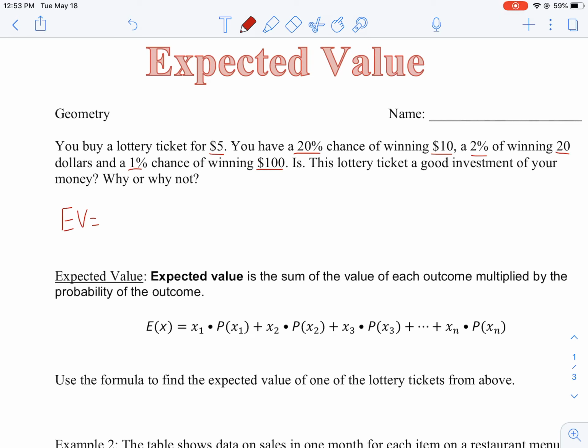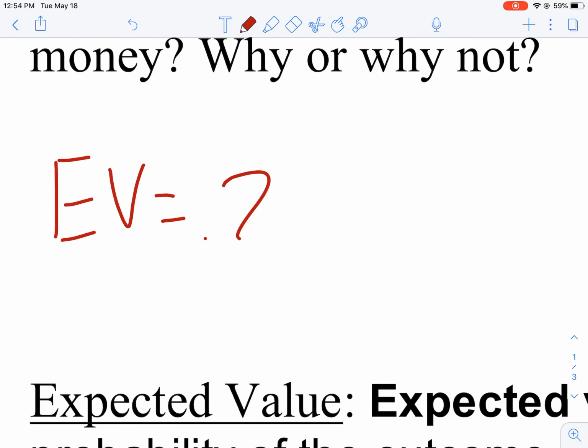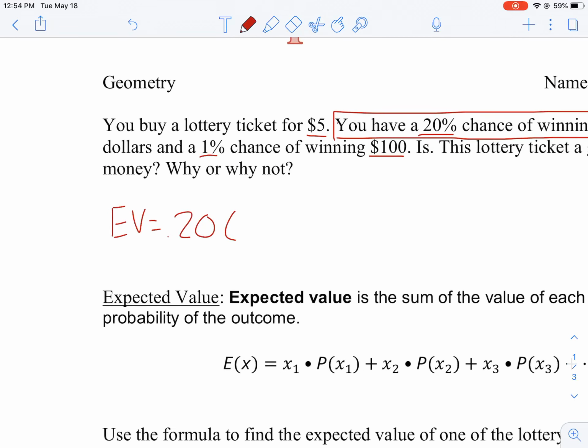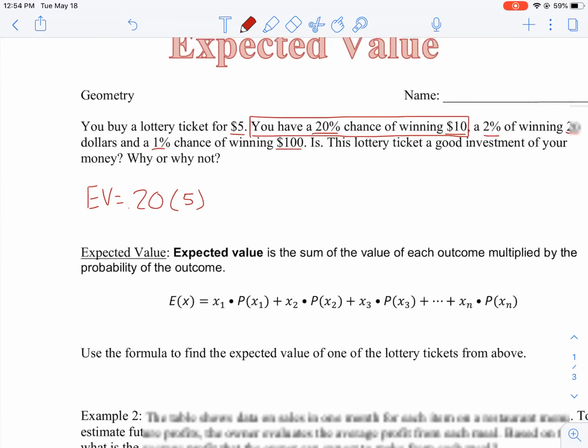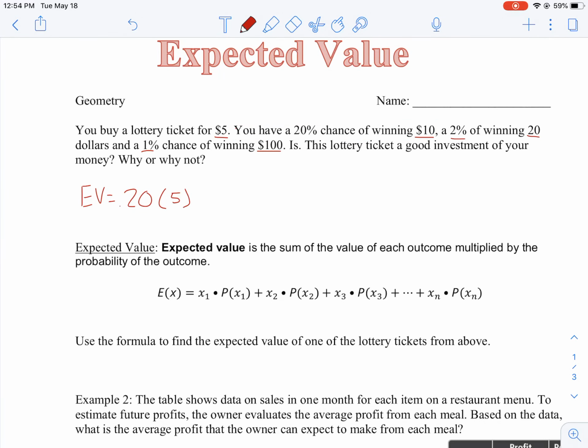Okay, so for example, if we look at our first outcome right here, we have a 20% chance that we're gonna win $10, okay? So we wanna take that into account. 20%, that's 0.20 as a decimal, that we win $10. Now, we spent $5, all right? So part of this is understanding transactions, okay? If we spend $5 in order to make $10, we have a net gain of $5, okay? So we're not gonna put 10 in here, we're gonna put 5. So that's our first outcome.